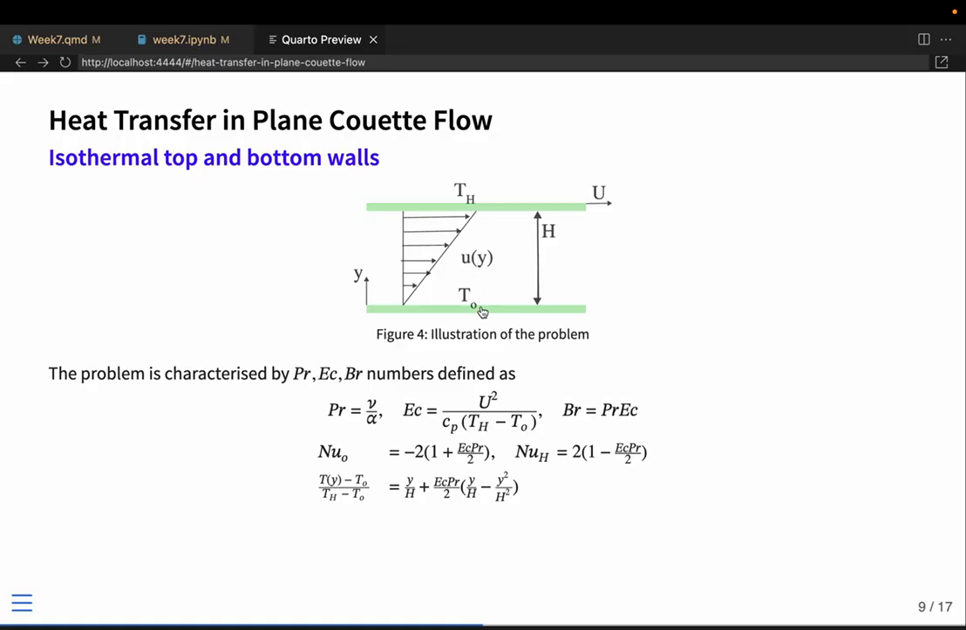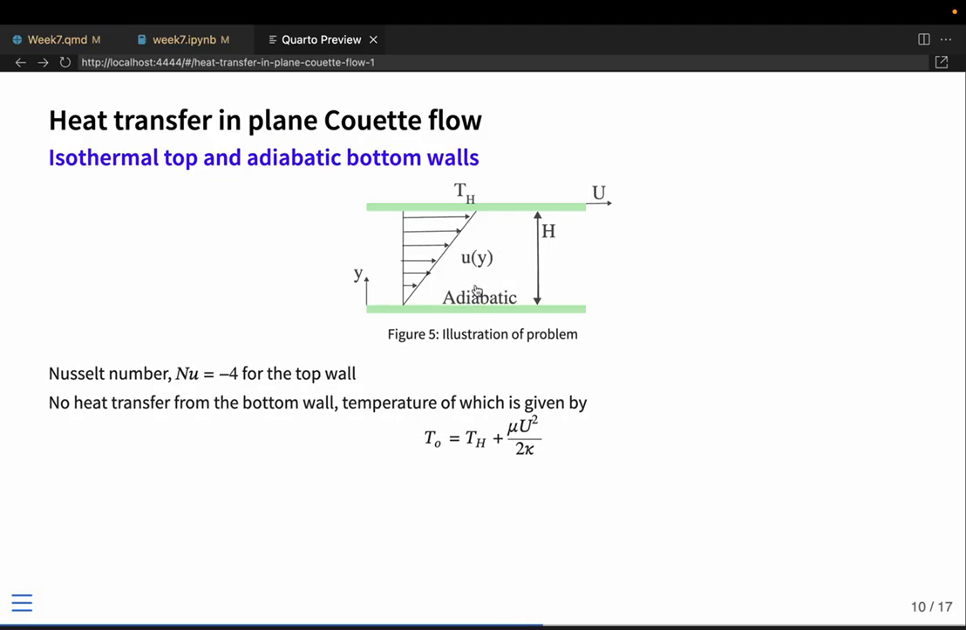When the wall temperatures are TH and T0, which means if one of them is lower than the maximum temperature, the fluid will actually be cooled. But when one of them is adiabatic, there will be heating near the wall. And the next important question here is, what would be the maximum temperature of this wall? That is the interesting question.